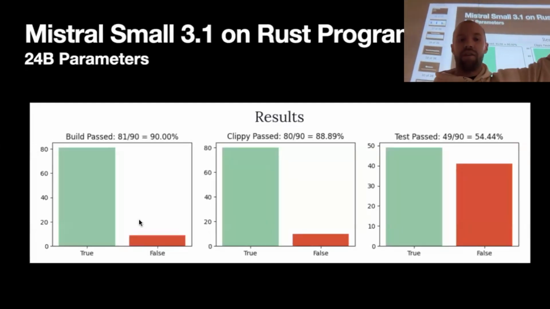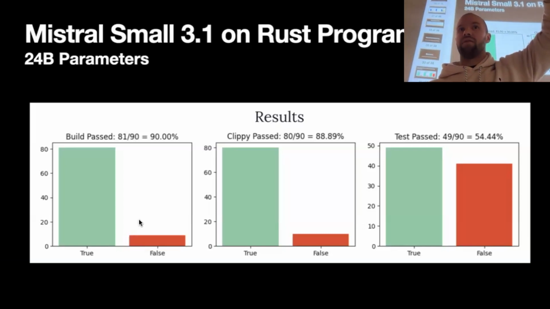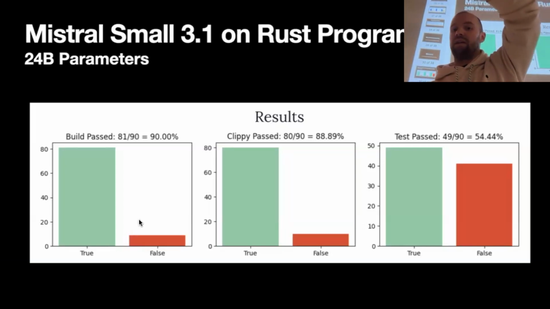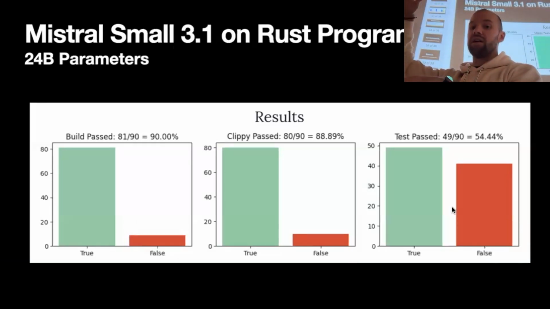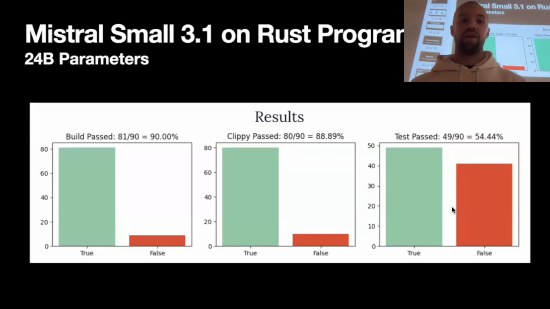It shows how many times the code passed the build, how many times it passed Clippy, which, if it doesn't pass the build, it's not going to pass, and then how many times it passed the test. Honestly, this Mistral 3.1 passed the build a decent amount of times. And I'd be curious to see, out of the 45% that it failed on, if you fed back in the error messages, could you get that up to 80 or 90%?